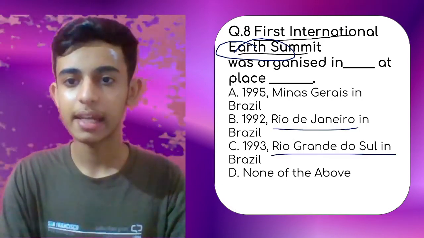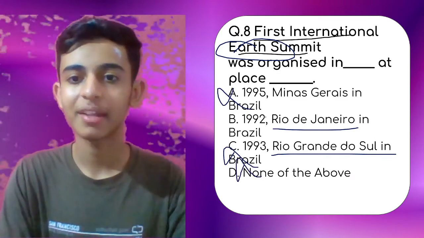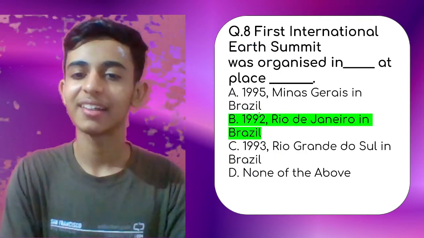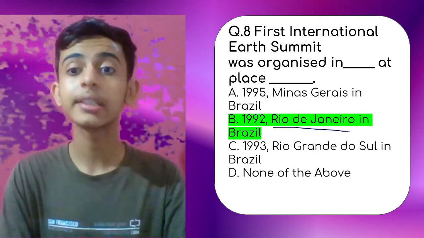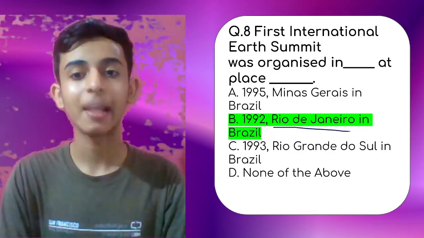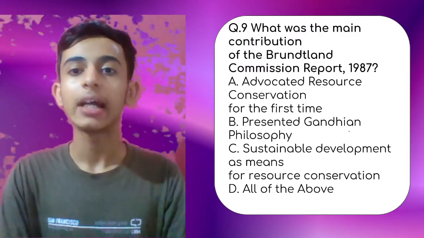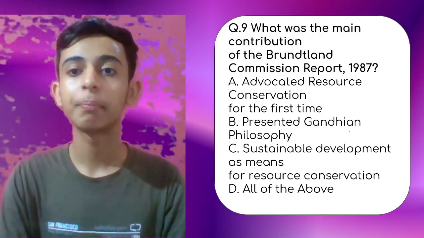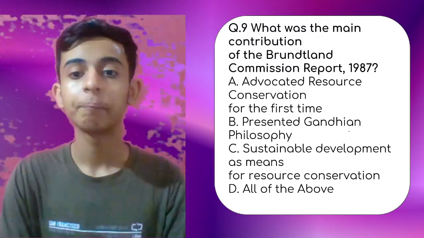So definitely A gets cancelled, C gets cancelled, D gets cancelled. Easy. At Rio de Janeiro in Brazil, this International Earth Summit was organized, which talked about sustainable development in 1992. Right?